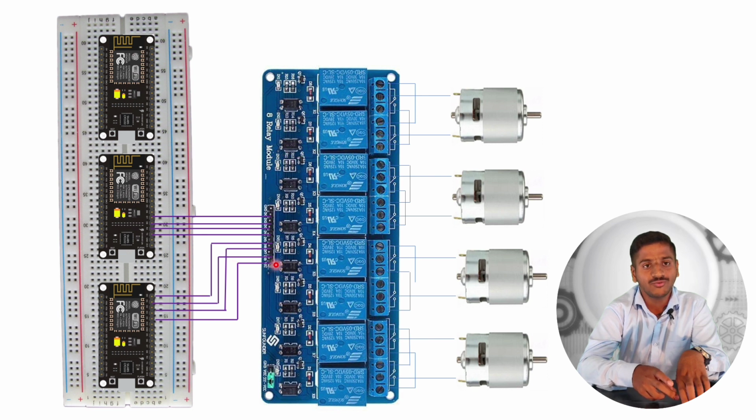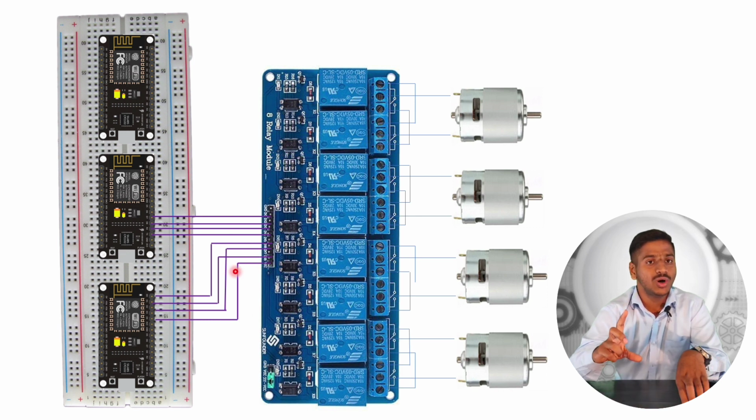And then again, whatever the 4 channels are there in that 8 channel relay module, that is connected to the second NodeMCU. So it will be controlling 2 other motors of my drawer, forward and reverse.